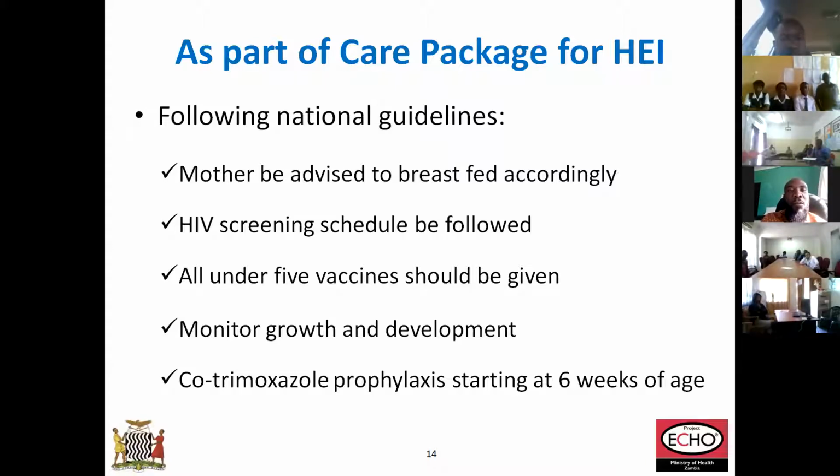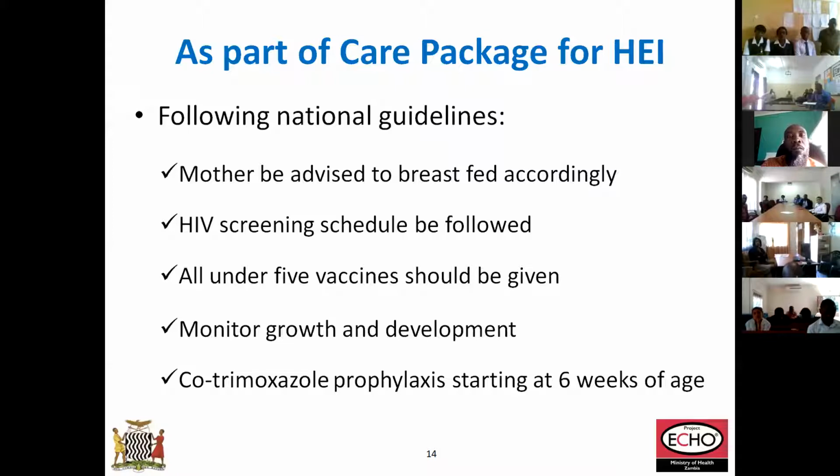Under 5 vaccines should be given. Here we should follow the national guidelines where all the vaccines are given. The only time we may not give a vaccine is if a child presents with signs of HIV, then you may not give BCG. But this was an exposed child or infant, so they have to be given all the vaccines. Let's not forget monitoring growth and development. Very critical for us to know that the child is growing well. Then cotrimoxazole should start at 6 weeks of age.